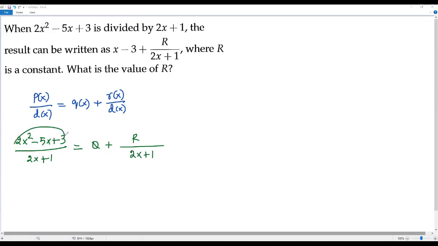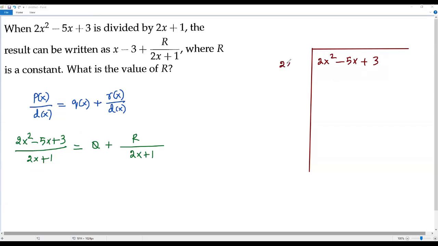Okay, so how do we have to write the given polynomial division in this order? For that, we have to use long division. Let me use long division to divide the given two polynomials. Here in the polynomial division, the dividend is 2x² − 5x + 3. That should be written inside the long division, 2x² − 5x + 3. And we have to write the divisor outside. The divisor is 2x + 1.